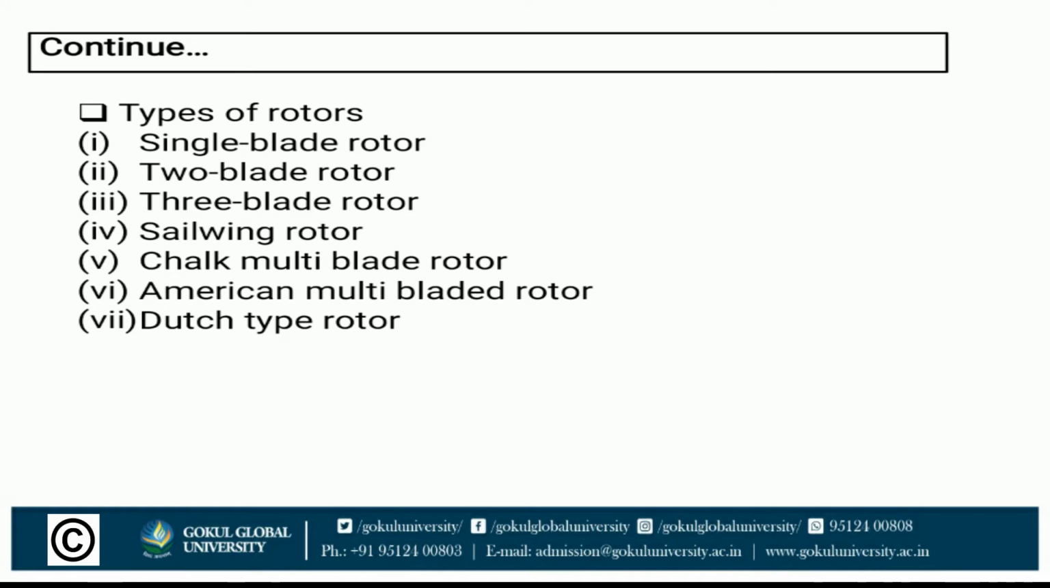Types of rotors: first one, single blade rotor; second one, two blade rotor; third one, three blade rotor; fourth one, Savonius rotor; fifth one, chalk multi blade rotor; sixth one, American multi bladed rotor; and last one, Dutch type rotor.